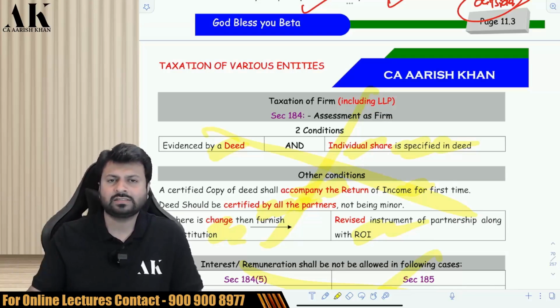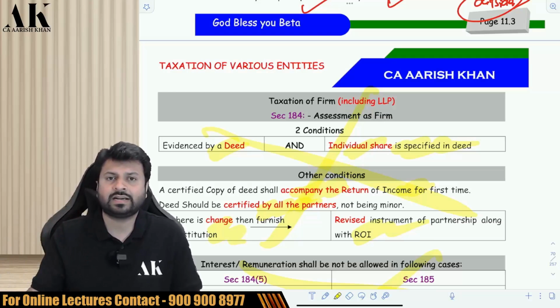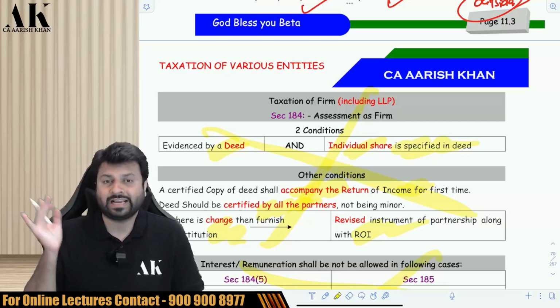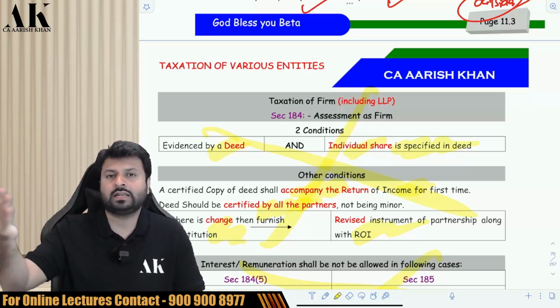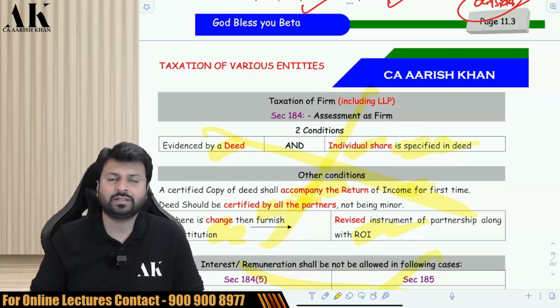Sir, what about partners? The firm will not get the deduction. What will happen in the hands of the partners? In the hands of the partners, that remuneration and interest will become exempt. The government cannot double tax. It is not that we will disallow here and also tax there. No, no, no. The government will disallow here and will exempt in the hands of the partners.